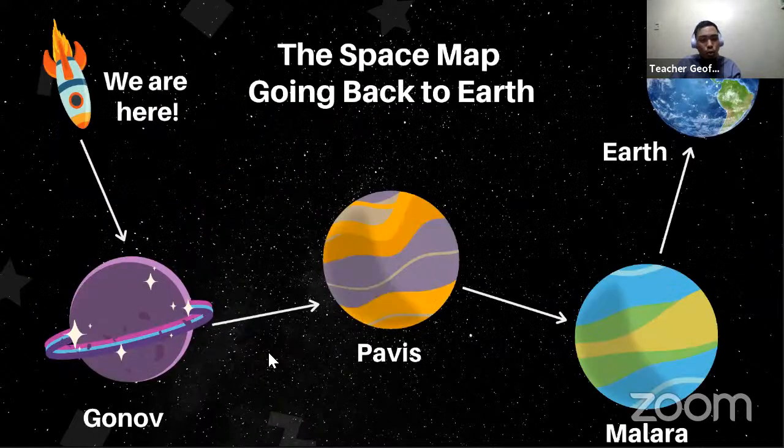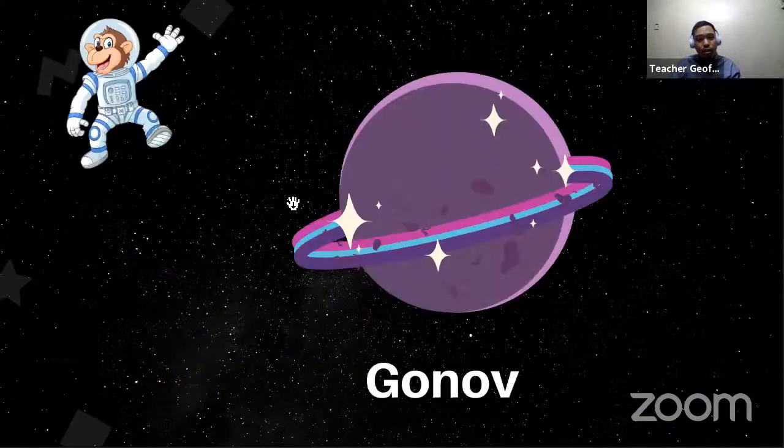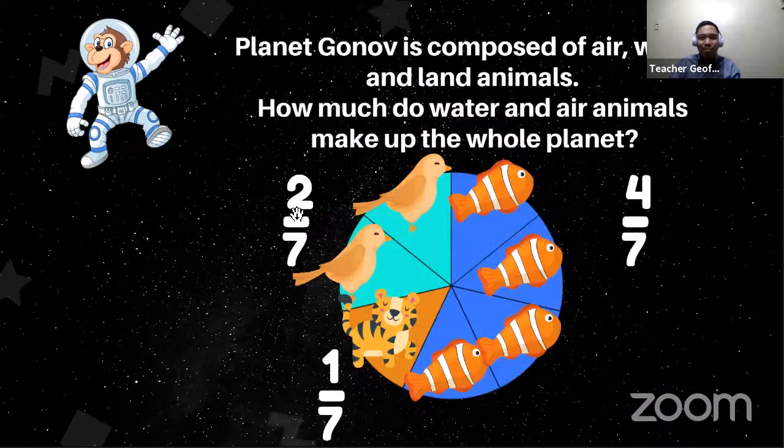Okay. Let's go to the first planet that we will be going to, which is planet Gonov. Wow, planet Gonov actually looks like Saturn, but it's violet. It's a different one. Okay. Monkey tells us that the computer scanned the whole planet, and the planet is actually composed of air, water, and land animals. How much do water and air animals make up the whole planet? So we have the water and the air animals. How much do they compose the whole planet?